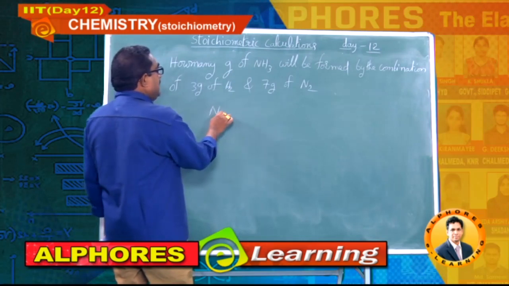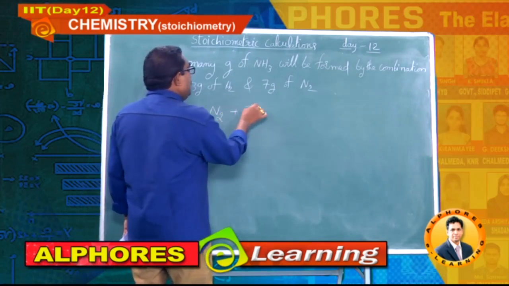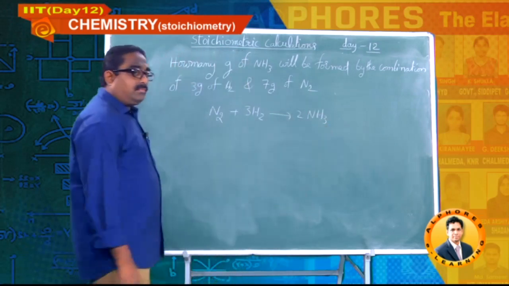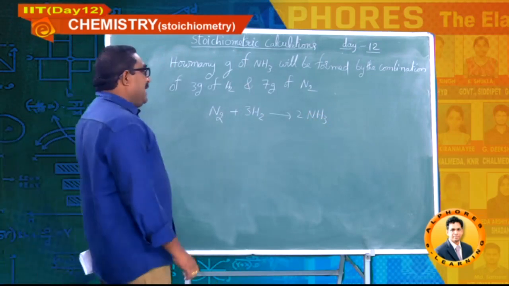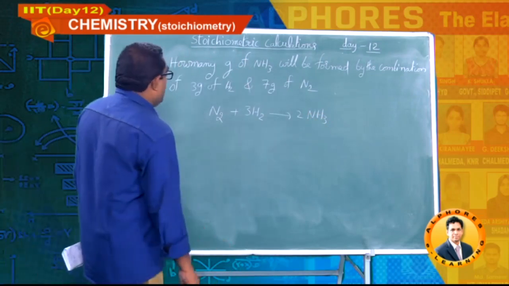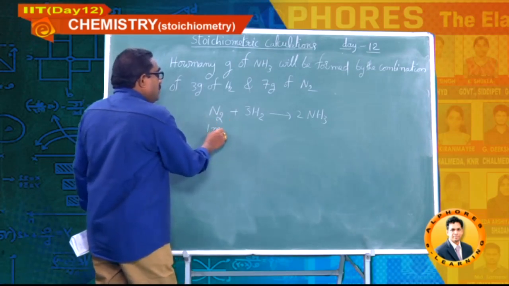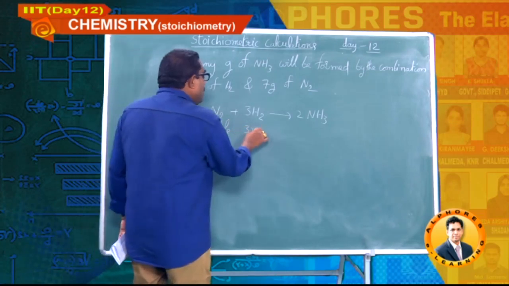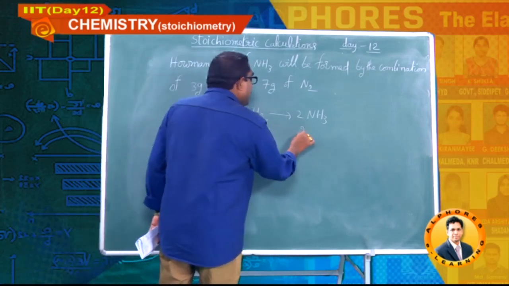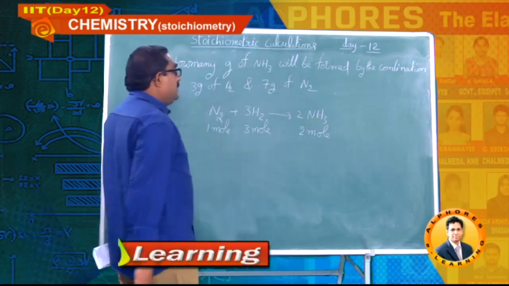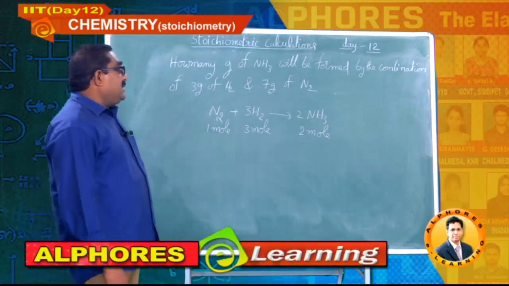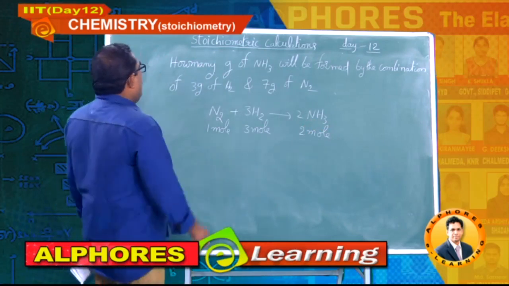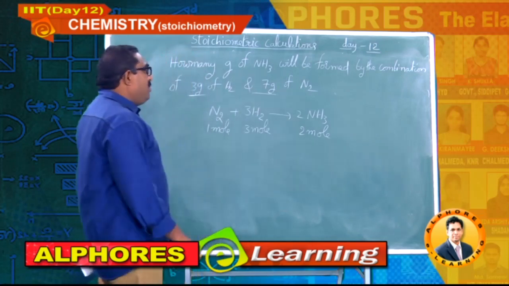So I am writing the equation here. Nitrogen plus hydrogen combine to form ammonia. This is the balanced chemical equation. Now I am writing moles. 1 mole of nitrogen combines always with 3 moles of hydrogen only to form 2 moles of ammonia. This I can write based on the balanced chemical equation. Now he has given weights. Convert these weights into moles.